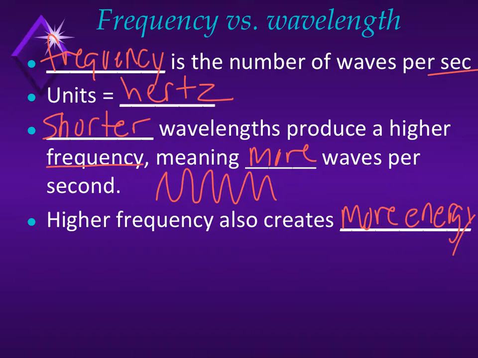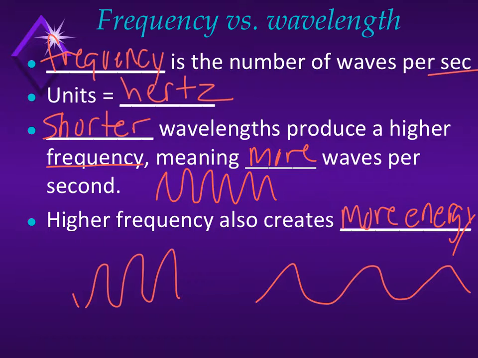Okay, so if we look at a couple examples here, if we have a wave here and a wave here, which one has the higher frequency? Well, this one here is going to have the higher frequency. These waves are happening more rapidly than these waves here.